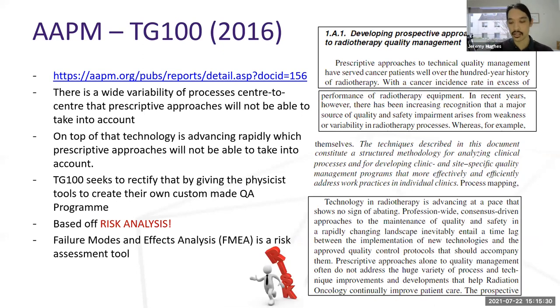And on top of that, radiotherapy in itself is a rapidly advancing field. So that when new techniques come in, for example, you need to be able to perform quality assurance on those. But if you're using TG142, it might not take those new techniques into account. So this TG100 basically gives the physicist tools to assess the risks of your radiotherapy department. And from there, create your own QA program and associated tolerances and frequencies.